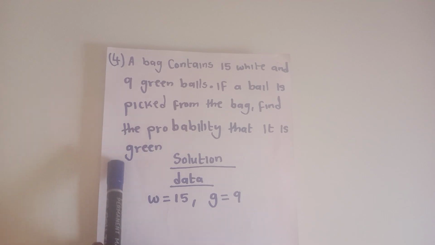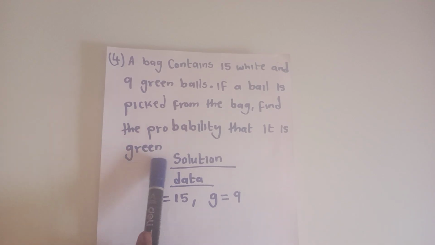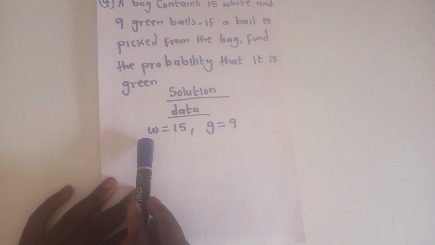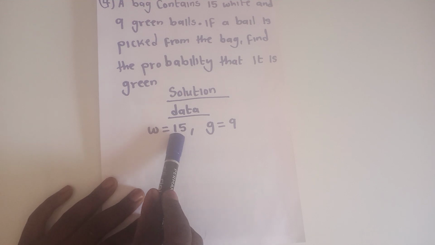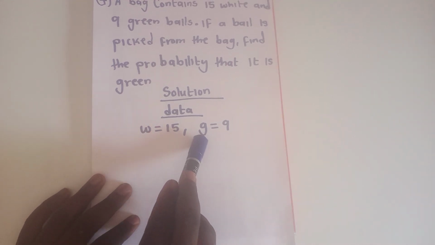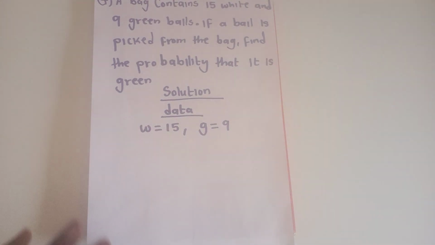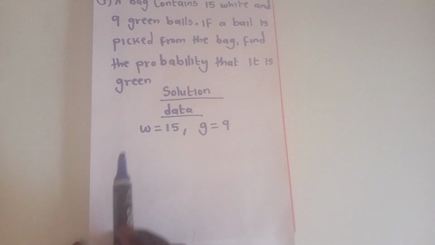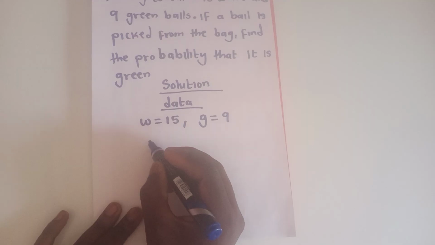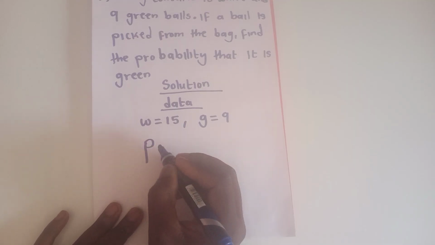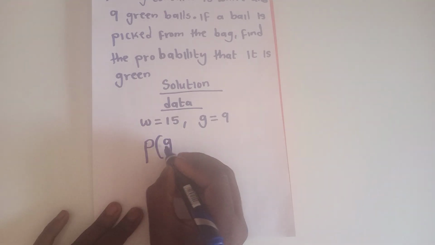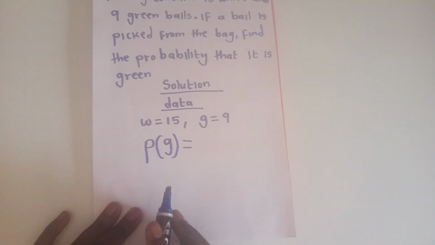So what is the main thing here? It's the color green. So the way you do, you write the data. The number for white is what? 15. The number for green is what? 9. So what does the question say? To find the probability of color green. So you say P, which is probability, you open. What is the color? Green. So you just write like this, equals.